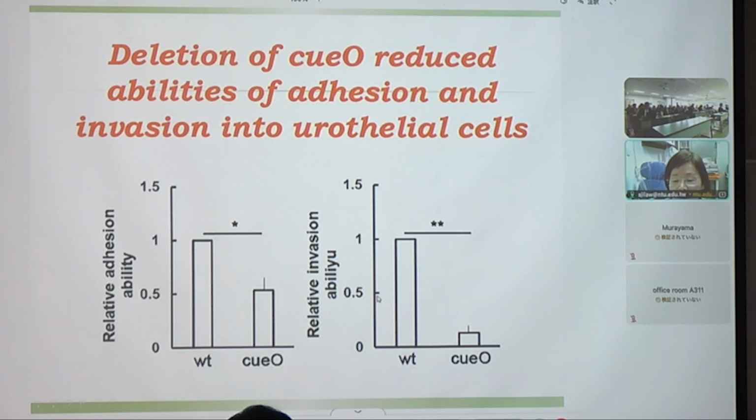And then we further analyze the ability of adhesion and invasion into urothelial cells of the CueO mutant. Then we can see the CueO mutant has lower adhesion and invasion abilities compared to the wild type.